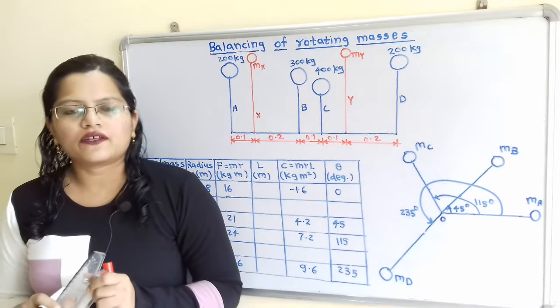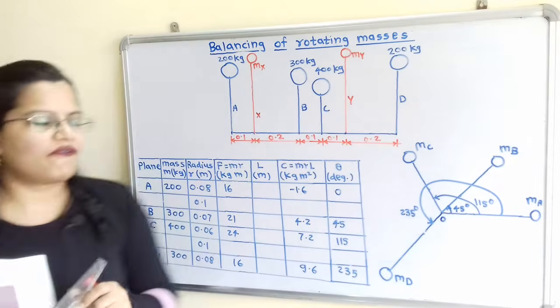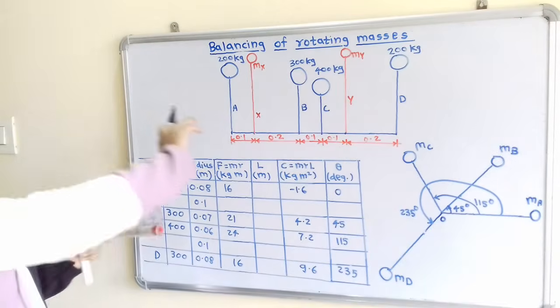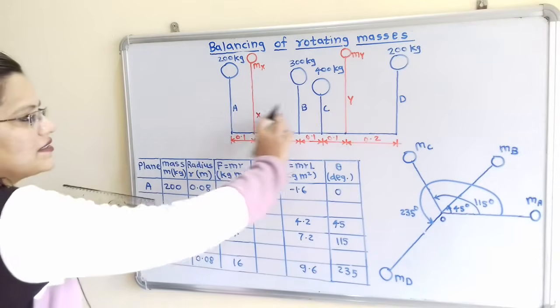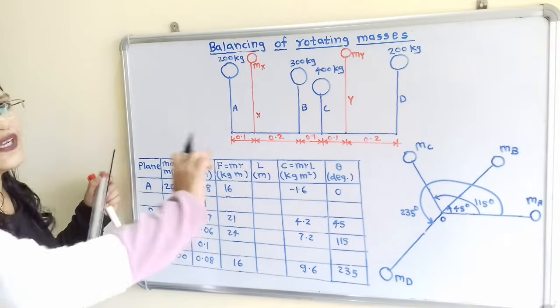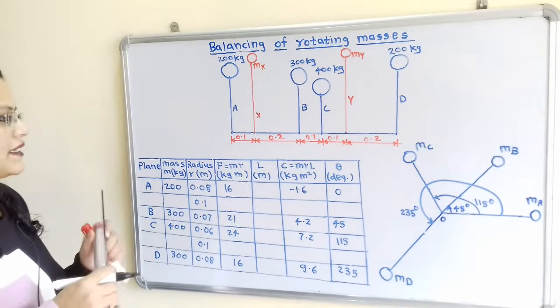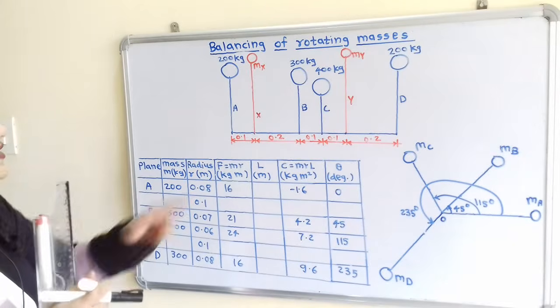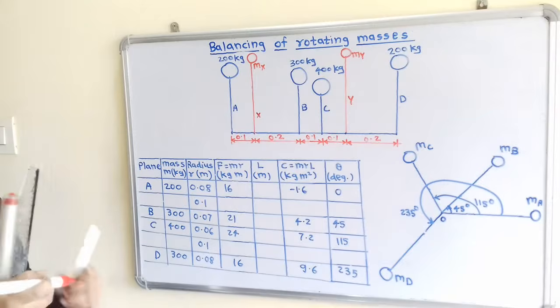Now we will prepare one table. In the first column we have to mention planes. With reference to this diagram, in the sequence from the left hand side towards the right hand side, we have to mention the different planes. So the first plane is plane A, then next one is X, then B, C, Y and D.